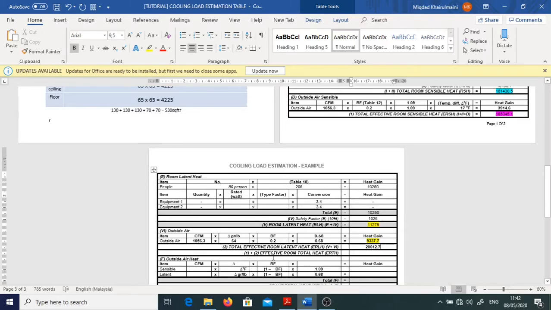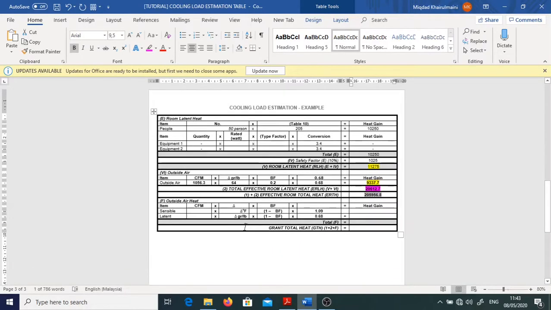Next is to calculate the total for number 1 plus number 2 to get the effective room total heat, ERTH. Number 1 just now was the total effective room sensible heat, ERSH. This is number 1, our total here, 185,345.1. For number 2, our total here is 20,612.7. Both of these values we add up to get our effective room total heat, ERTH. The answer here is 205,956.8. So this is our effective room total heat, ERTH.